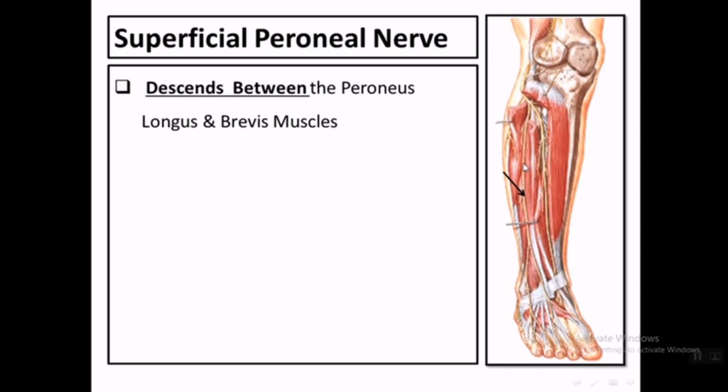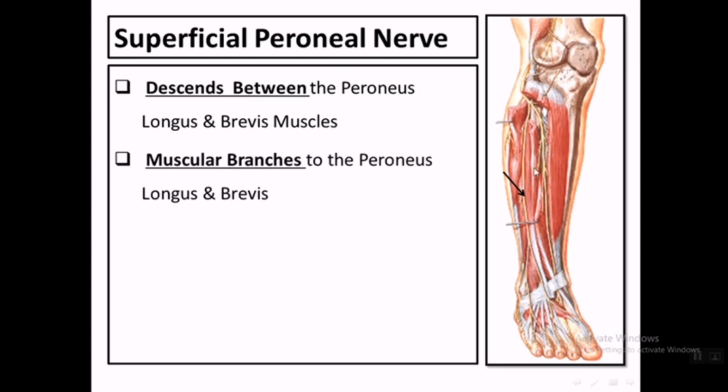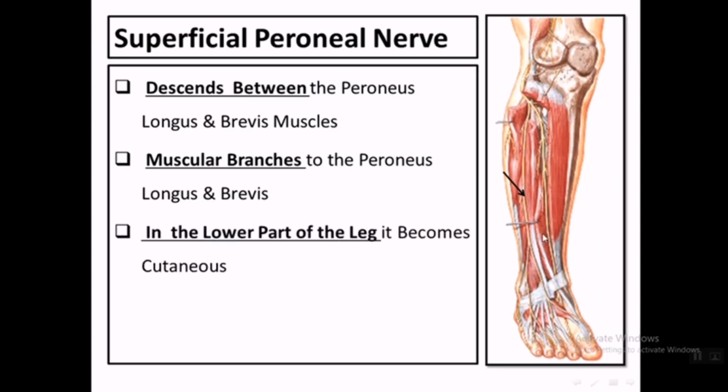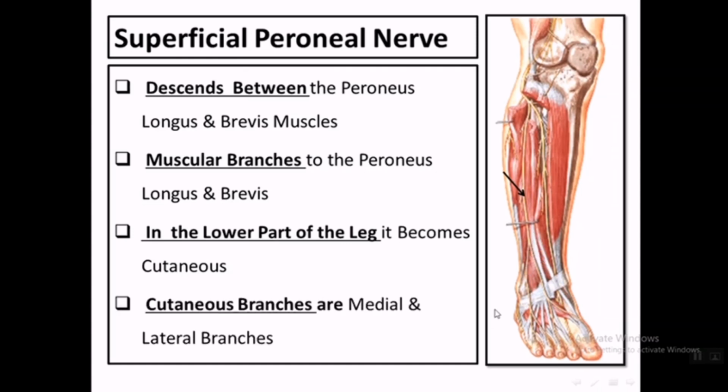It will give muscular branches to the peroneus longus and brevis. In the lower part it will become cutaneous, giving medial and lateral cutaneous branches. These cutaneous branches will supply the dorsum of the foot, except the region in between the first and second digits, which is supplied by the deep peroneal nerve.